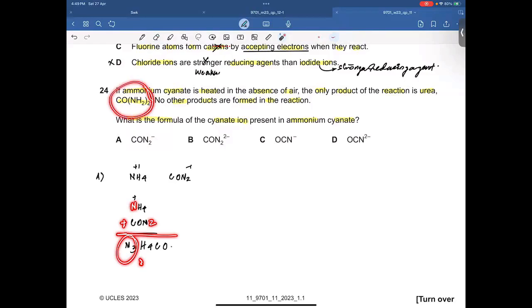Whereas in urea, we have only 2 nitrogen. In urea, we have 2 nitrogen, 4 hydrogen, 1 carbon and 1 oxygen. This is urea. So that's not possible, because the nitrogen atoms are not balanced. Let's talk about B.